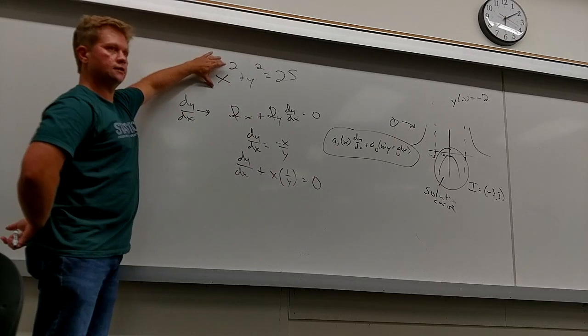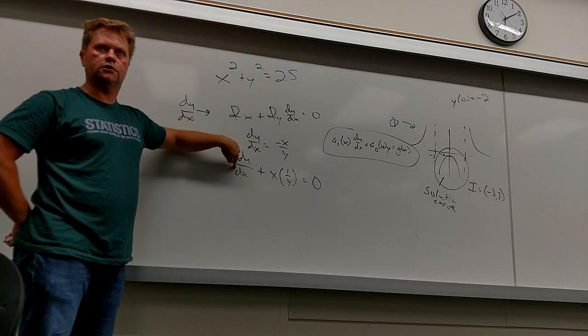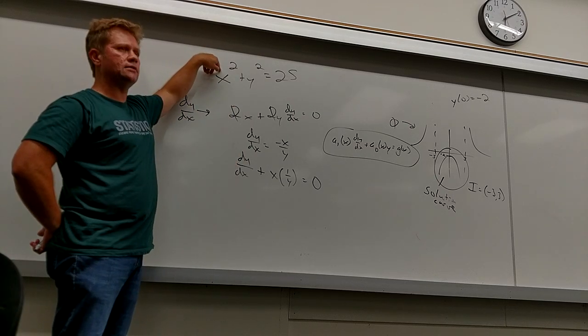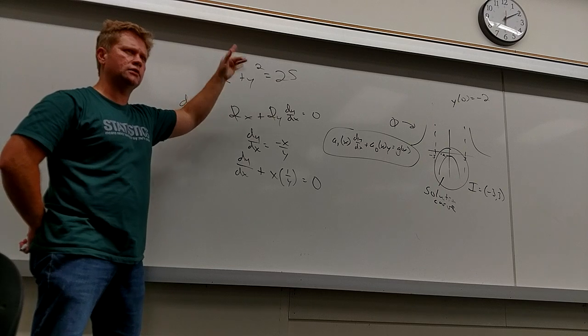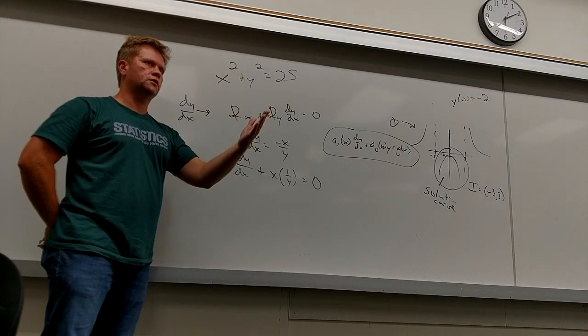Oh, so this is an implicit solution to this differential equation. So implicit solutions exist. This is not as bad as it can get, because I can sort of solve for y. I just have two different answers, right? The upper and the lower parts of the circle.